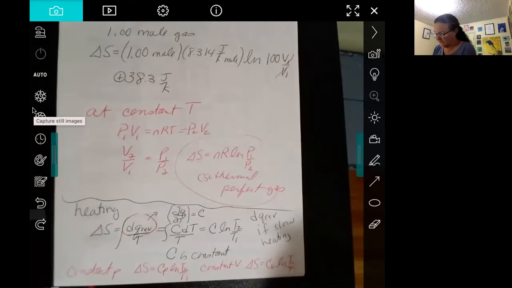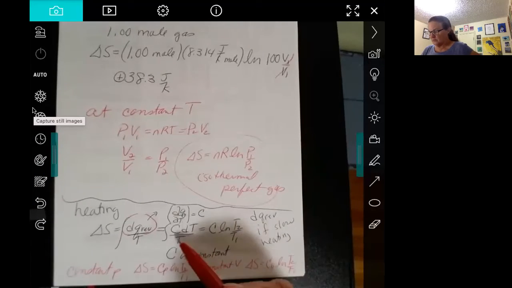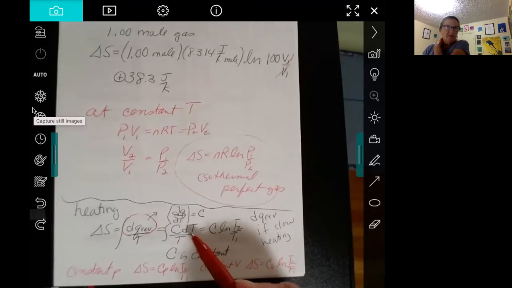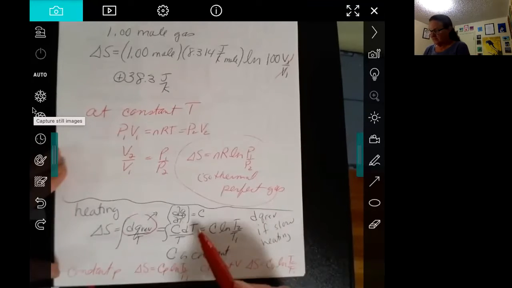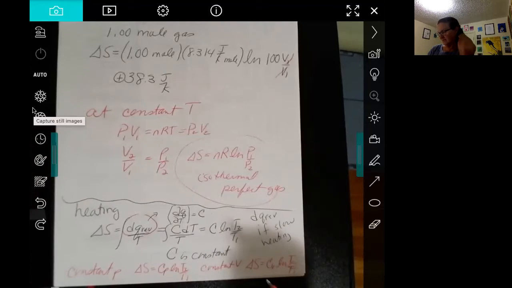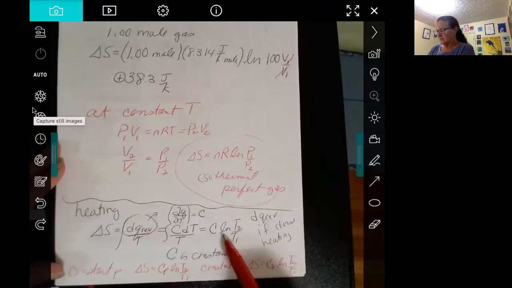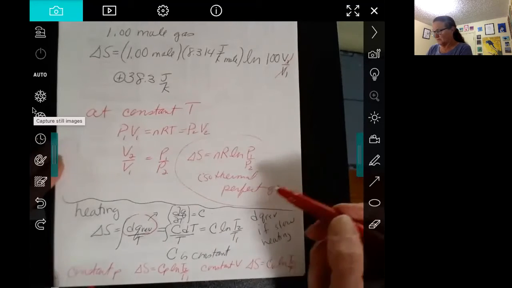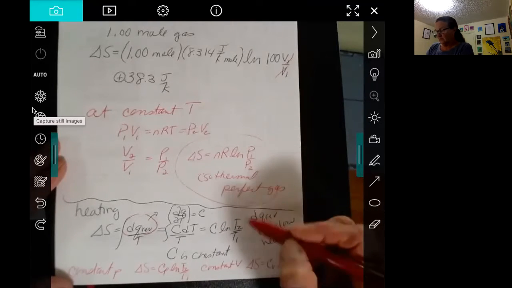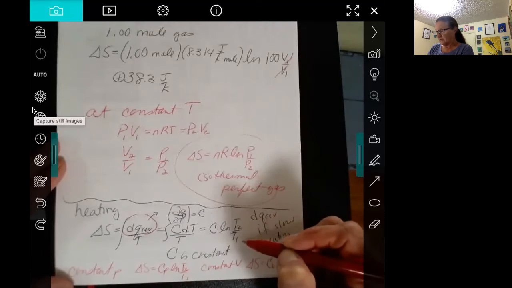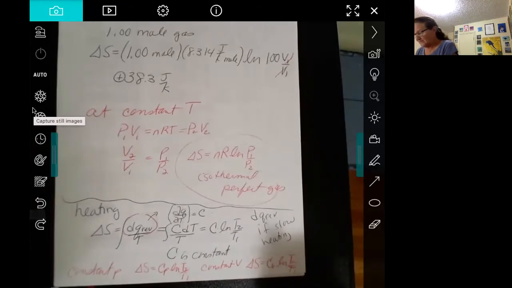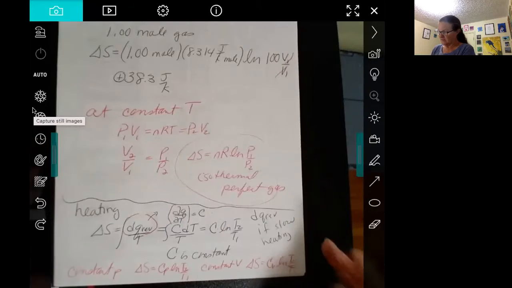So we have to integrate this. And notice it's the same integral we did when we derived the equation for work for a reversible perfect gas. So C would come out front if C is constant. And then the integral of dT over T is just ln of T. So we end up with the change in entropy is C, the heat capacity, times the natural log of T2 over T1. Once again, heat capacity is always positive. So if T goes up, entropy goes up. And if T goes down, the entropy change would be a negative number.